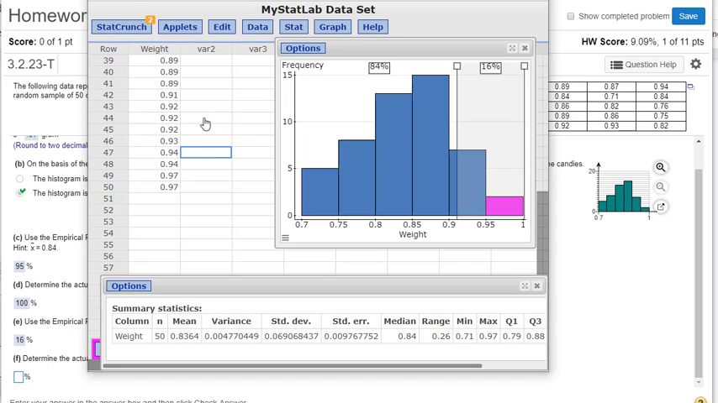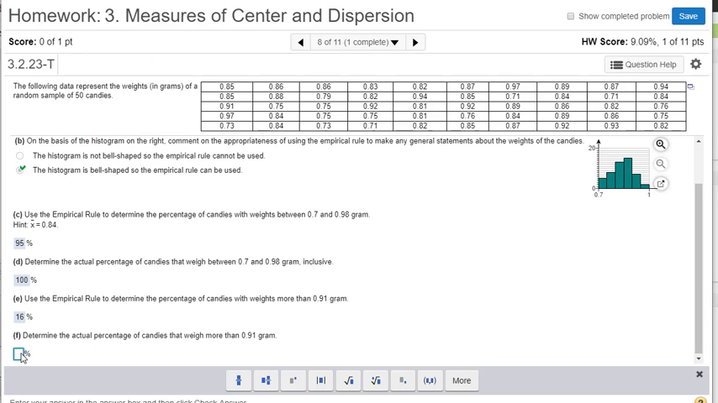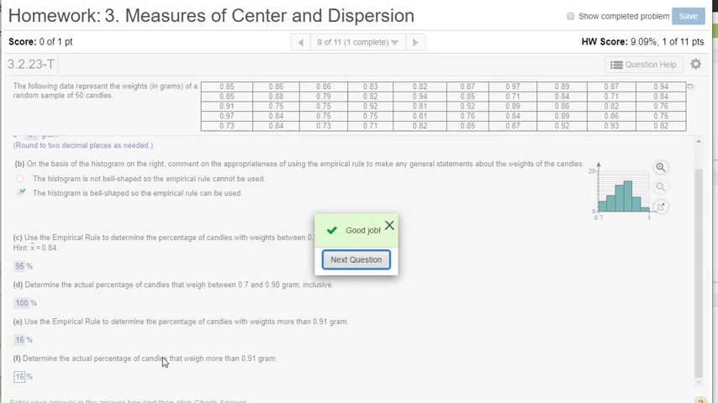So another way to do this, right, is to sort it. We sorted it, and we can count the values that are more than 0.91. We have 1, 2, 3, 4, 5, 6, 7, 8. So I would just count 8 divided by 50 is 0.16, which is 16%. And so that one, the empirical rule got it right on the money. It's usually not that close. We can see here the empirical rule was off a little bit, but still we're in the ballpark. So I hope that helps.